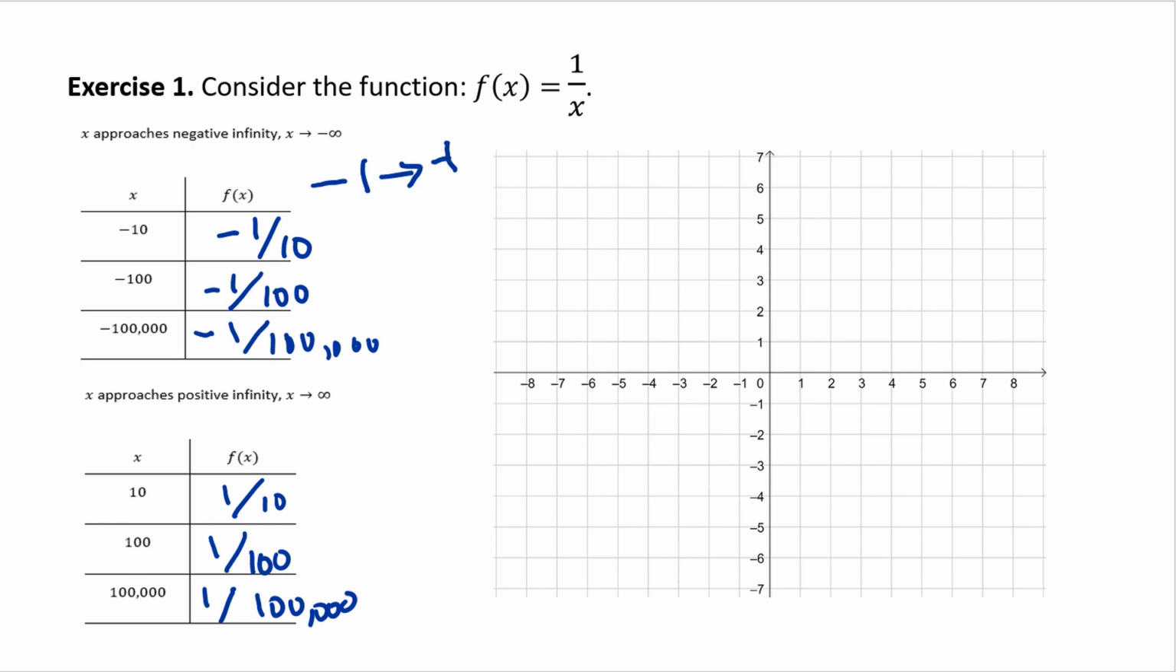The function is negative 1. But we find out that the bigger the x gets, the closer the function gets to the x-axis. Similarly, if we start at 1, so the corresponding function value is 1, the bigger the x gets in the positive direction, the closer the graph gets to the x-axis.